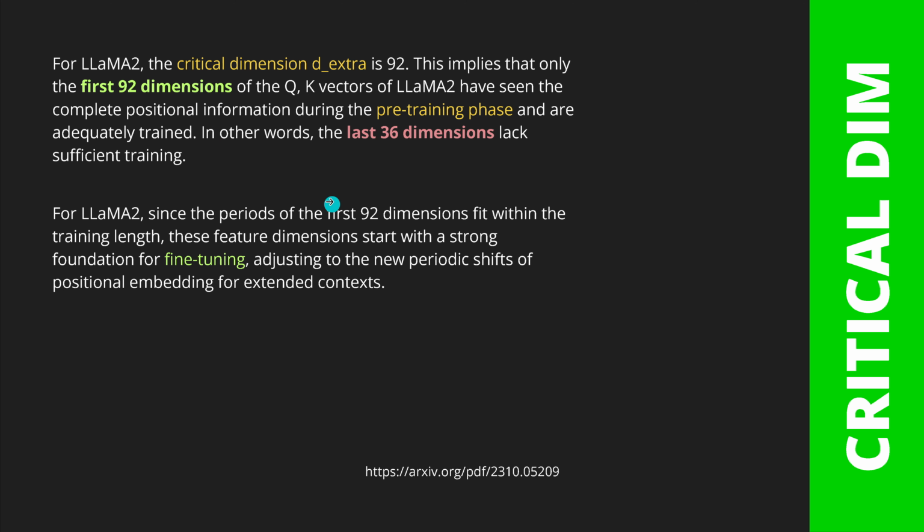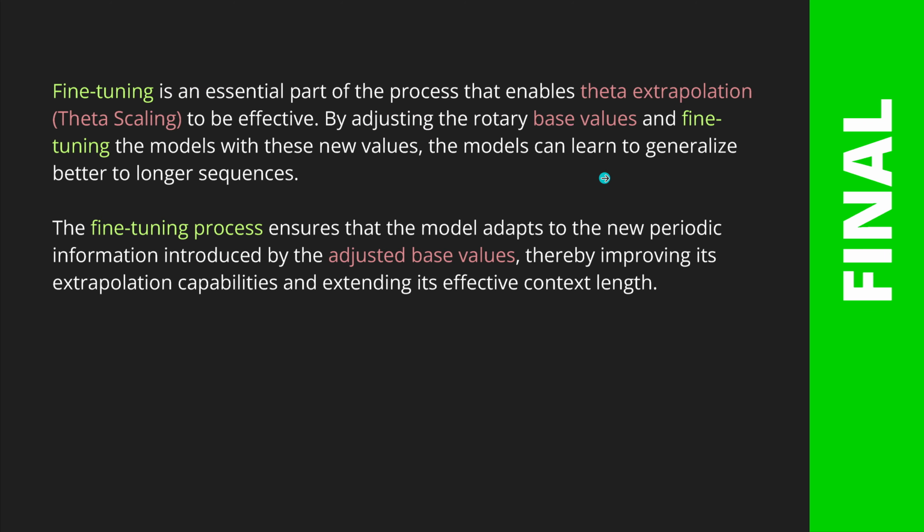And for Llama 2, since the periods of the first 92 dimensions fit within the training length, these feature dimensions start with a strong foundation for fine-tuning, adjusting to the new period shift of positional embedding for extending context. So everything is fine in the first 92 dimensions, and this is great. But we also have to take care of the not-so-well-performing 36 dimensions.